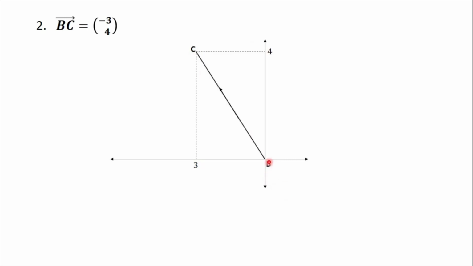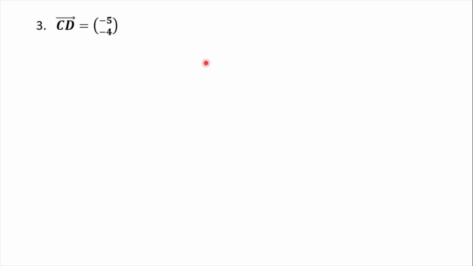So we can join B to C. What this means is that if you want to move from B to C, move 3 steps to the left, then move 4 steps upwards, and you'll be able to move from B to C. Let's consider the next one.